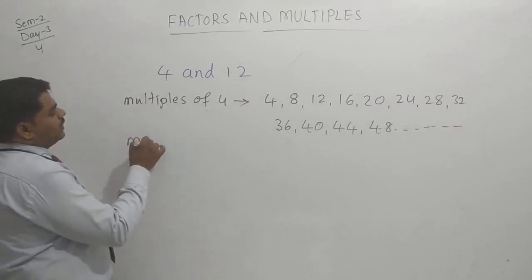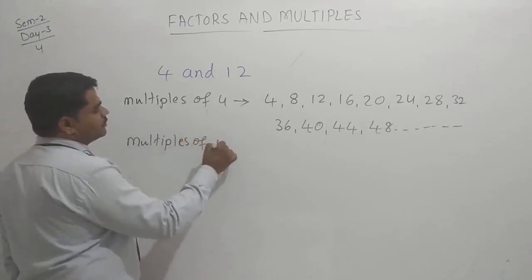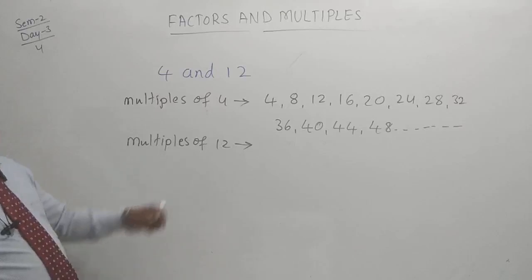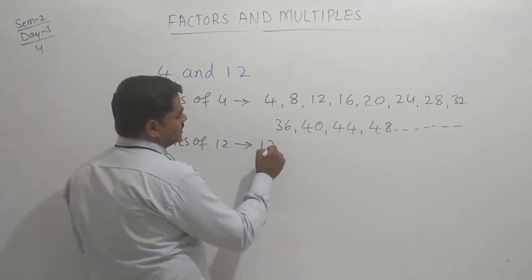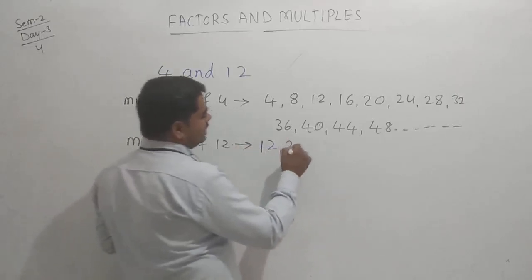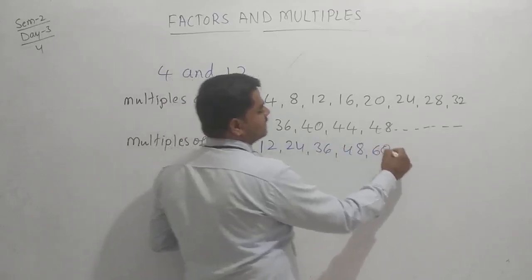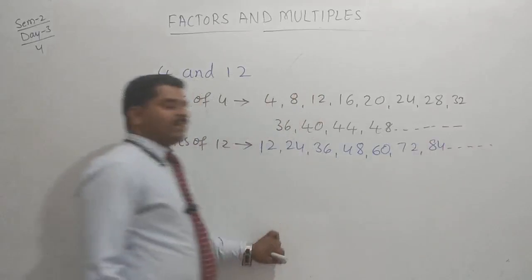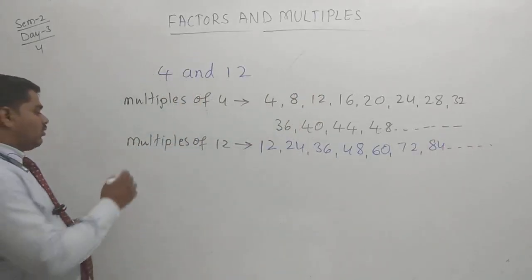Then what are the multiples of 12? This is a very important topic: LCM, how to find the LCM. The first multiple is 12, then 24, 36, 48, 60, 72, 84, and it continues like this. Here see, which are the common ones? List out the common multiples.